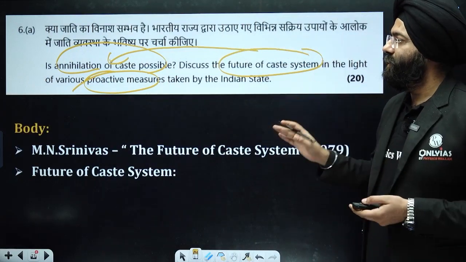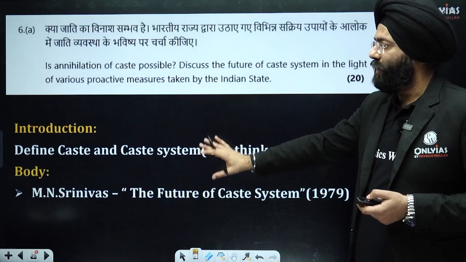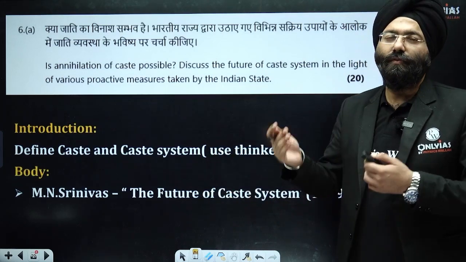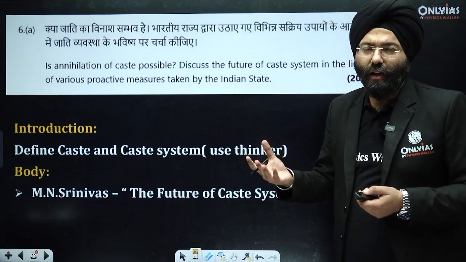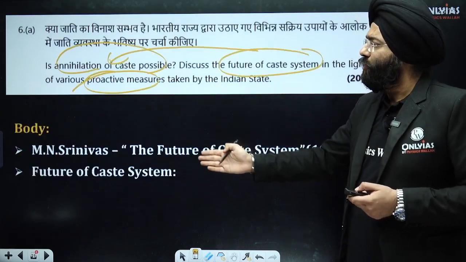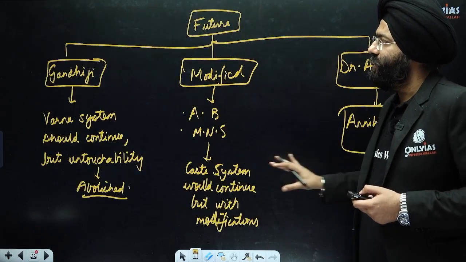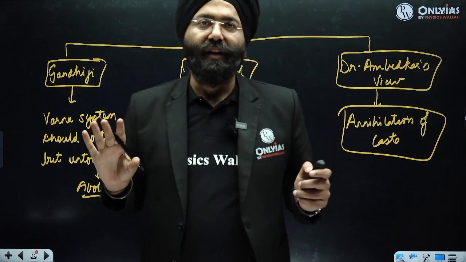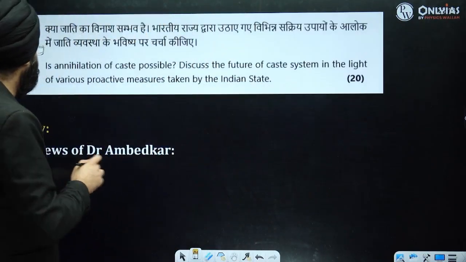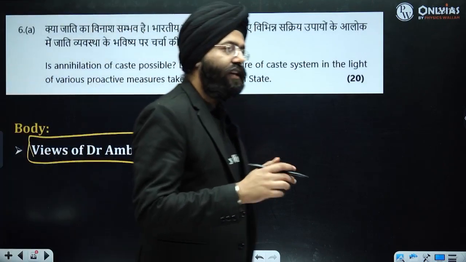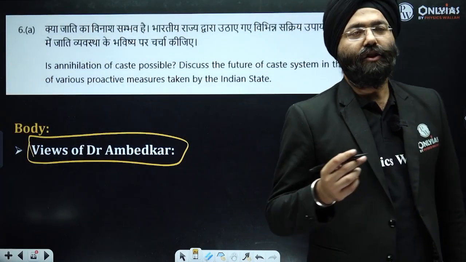So what we expected is that you mention what is caste and the caste system. M. N. Srinivas has mentioned the future of the caste system with respect to what the future might hold. He has just given an article and mentioned it in brief. Then you go on to present that there are various opinions with respect to the future of the caste system. Then would come the views of Dr. Ambedkar, when he explained annihilation of caste.